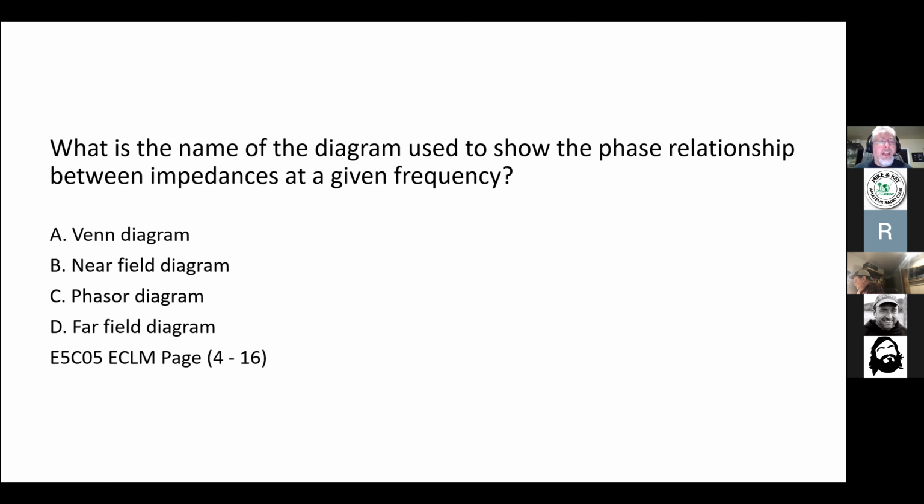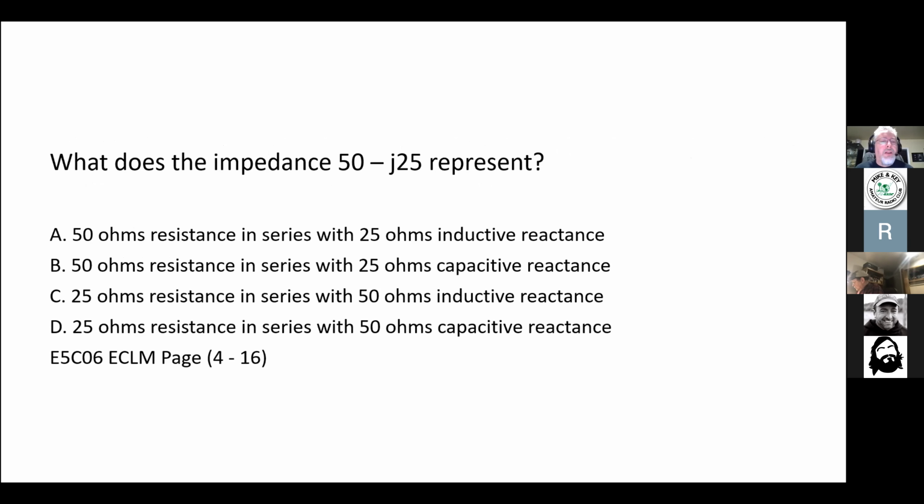What is the name of the diagram used to show the phase relationship between impedances at a given frequency? A, a Venn diagram. B, near field diagram. C, phasor diagram. Or D, far field diagram. Charlie is correct, the phasor diagram.